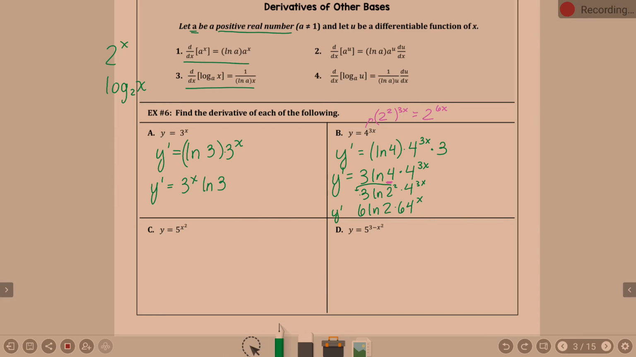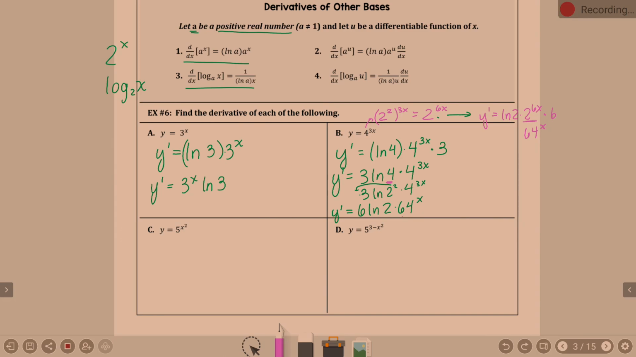Now, all of that to say is there's a lot of different ways you could leave this answer, which only matters when it comes to multiple choice. Because now if you do this derivative here, 2 to the 6x, if we use the rule then, it's natural log of 2 times 2 to the 6x times the derivative of 6x, which is 6. Well, notice all those pieces match. Guess what 2 to the 6th is? That's 64.